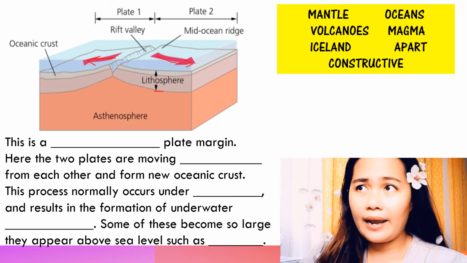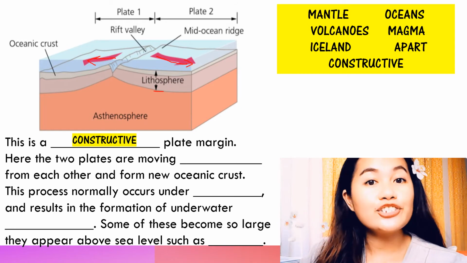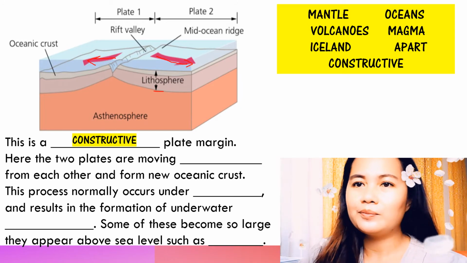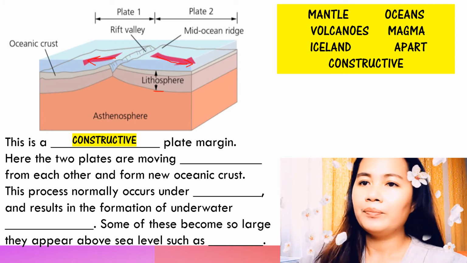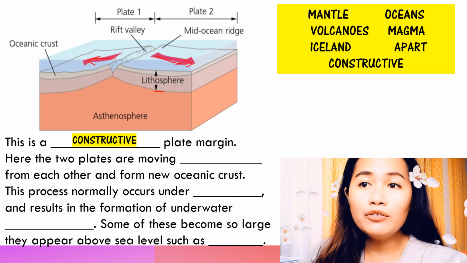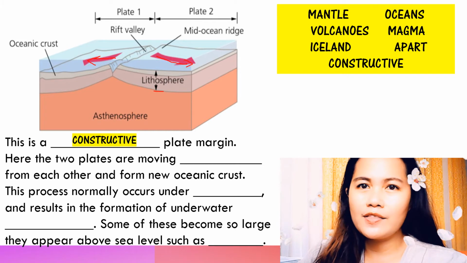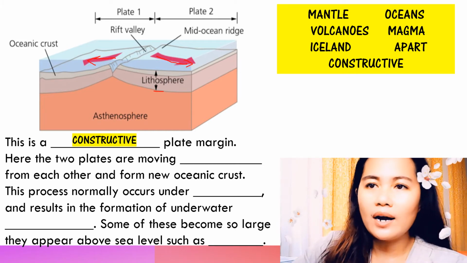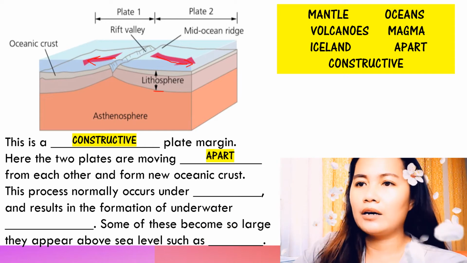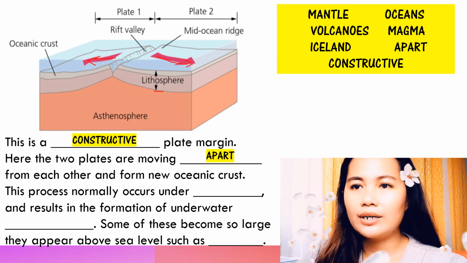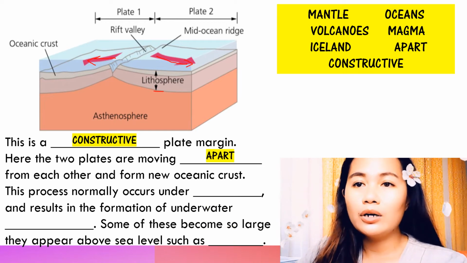This is a constructive plate boundary. Constructive plate boundary, another term for divergent. Here, the two plates are moving blank from each other. Are they moving away or moving towards? May word nga away or towards? Dara, they are moving apart from each other and form new crust.